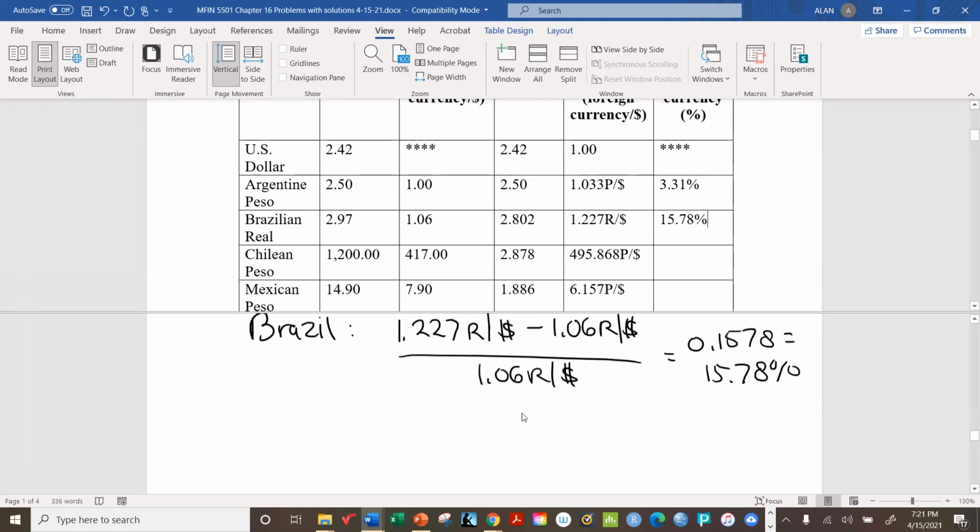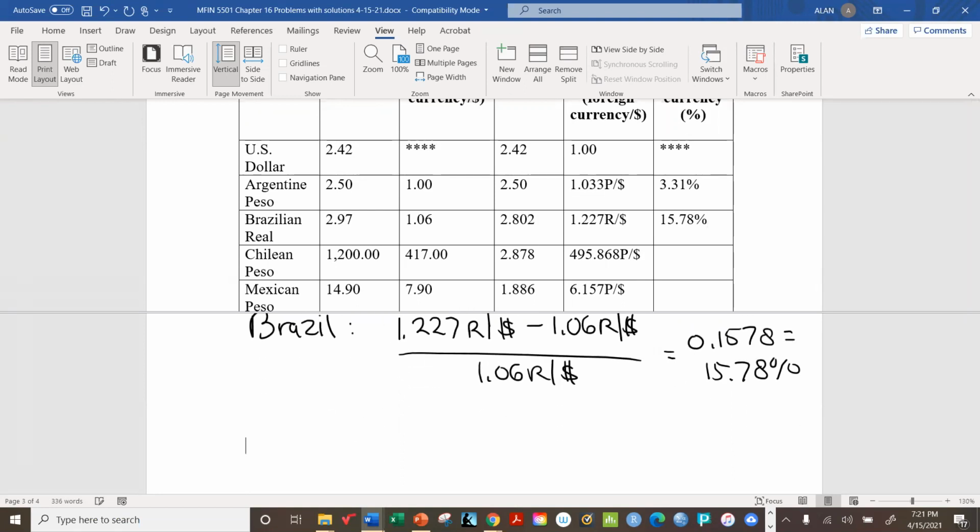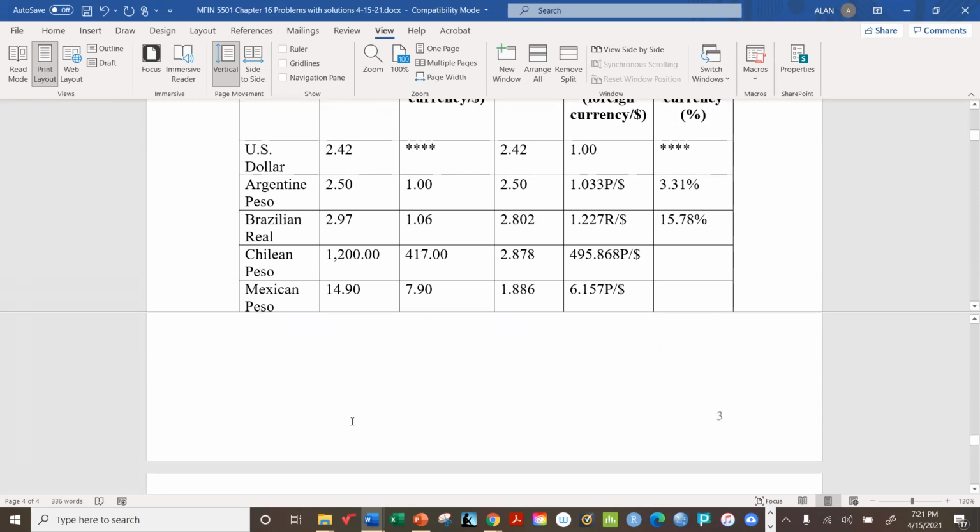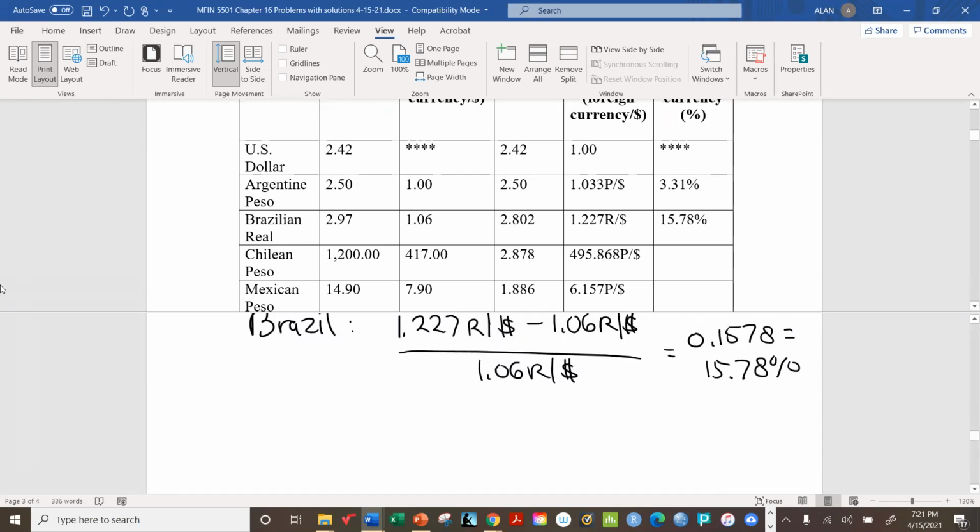Now, how about Chile? Chile is probably even more inaccurate according to PPP. So you've got Chile. Implied is 495.868 pesos per dollar compared to the actual exchange rate of 417.